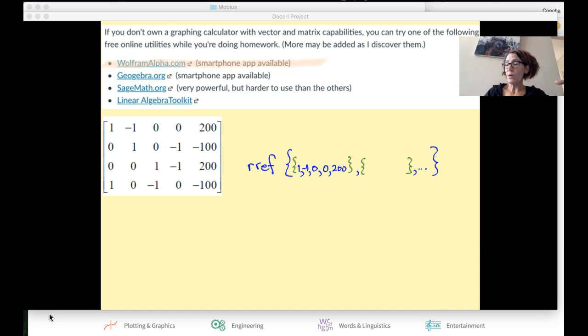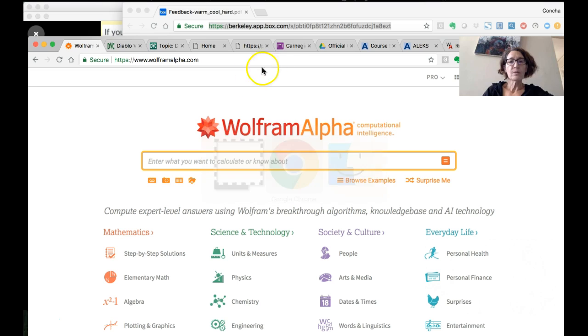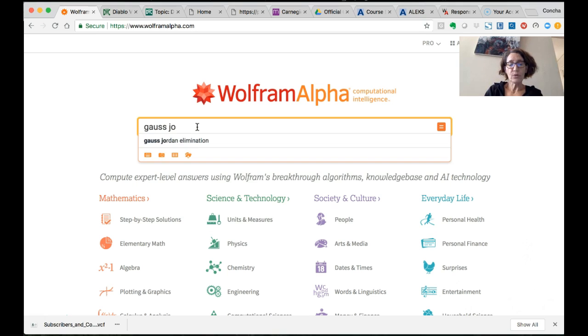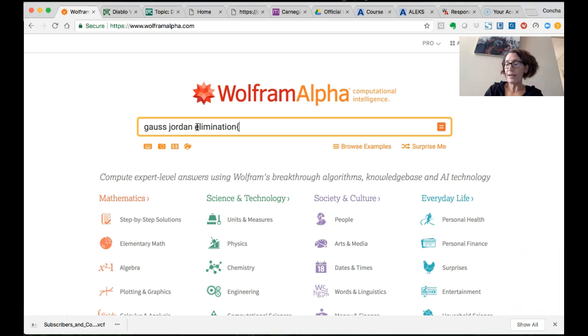I'm going to show you the website. Here's Wolfram Alpha. I could type in RREF for reduced row echelon form, or I could just type in Gauss-Jordan Elimination, and then bracket, and then my first row, I have to use bracket again, 1, -1, 0, 0, 200, bracket. And then each row is separated with a comma.